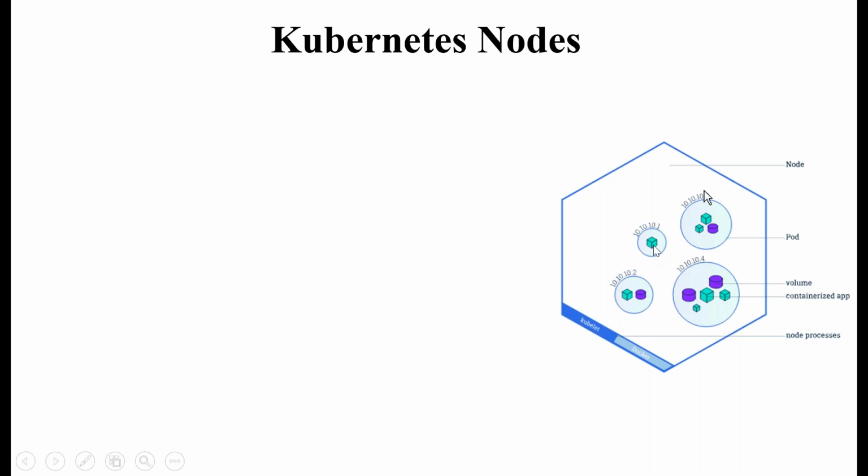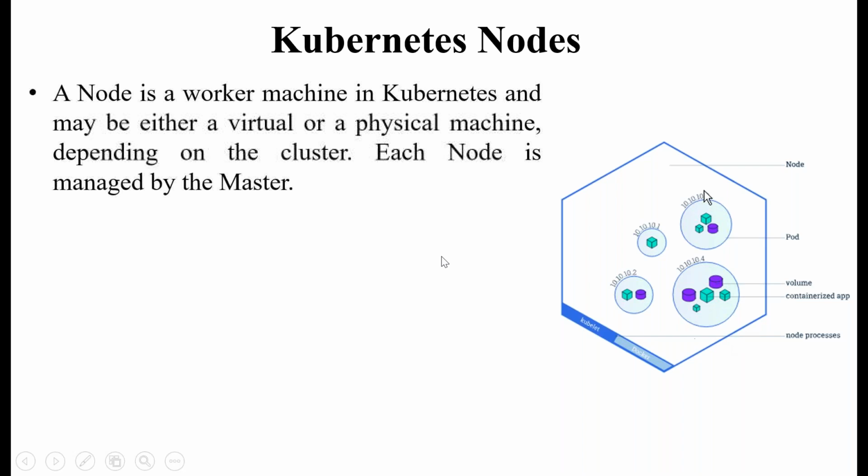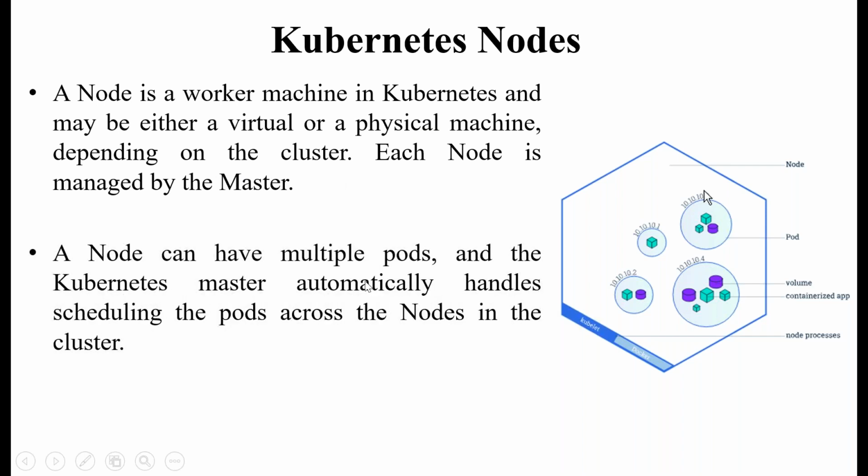This pod contains only a single container. This pod contains a container with a volume. This pod contains 3 containers with 2 volumes. So you are hosting the pods on the nodes. A node is that worker node. A node is a worker machine in Kubernetes and may be either a virtual machine or a physical machine, depending on the cluster. Each node is managed by the master. A node can have multiple pods. Yes, we can deploy multiple pods on a single node. And the Kubernetes master automatically handles scheduling the pods across the nodes in the cluster.